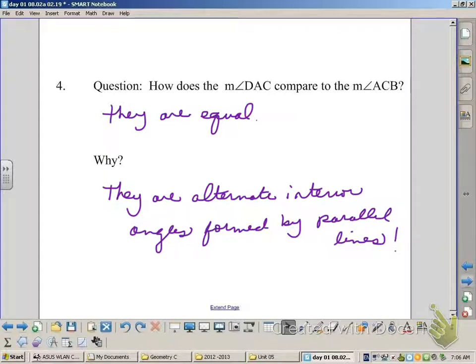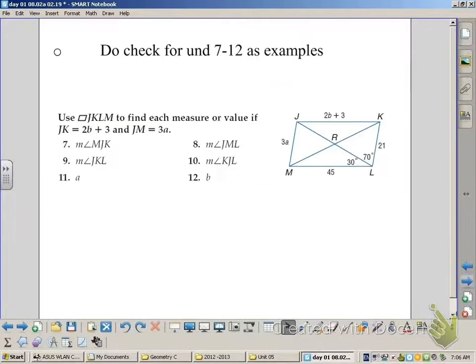So that old stuff from Unit 2 is going to be very, very useful this semester as well. So the reason they're congruent is that they're alternate interior angles formed by parallel lines. Keep that in mind as we proceed with some examples. Hit pause if you need some time to fill that in. Otherwise, let's continue on to the next part.